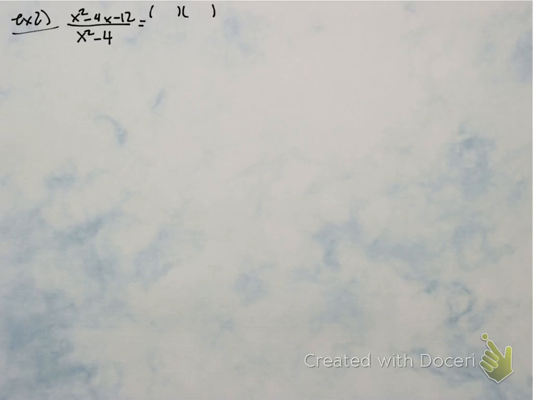Since I'm starting off with just a leading coefficient of 1 on that quadratic in the numerator, I can go ahead and start by placing an x in the first place of each of the binomials in the top.